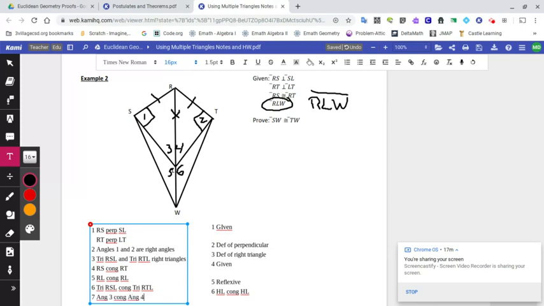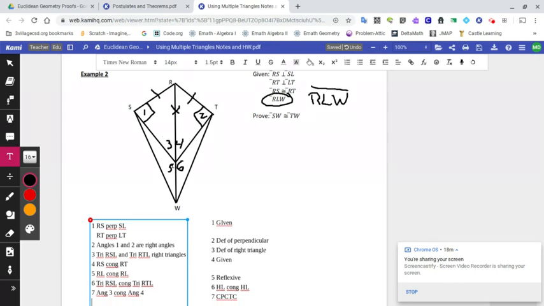Okay, and that is by CPCTC. Statement 8 now is where I'm going to use that different looking given, that RLW is a straight line. Okay, that's given.